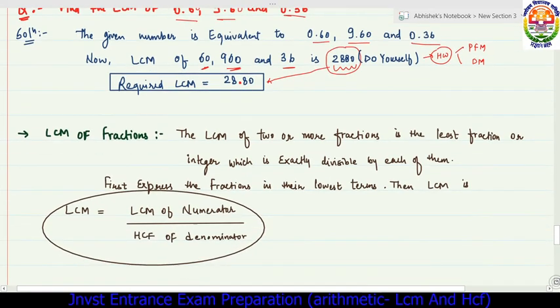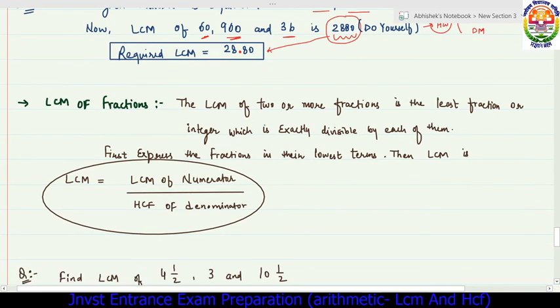Now we will talk about the LCM of fractions. This is the opposite of the HCF of fractions. In HCF of fractions, the formula is HCF of numerators divided by LCM of denominators. Now the formula of LCM is the reverse: the LCM of numerators divided by the HCF of denominators. Clear? We will take an example.